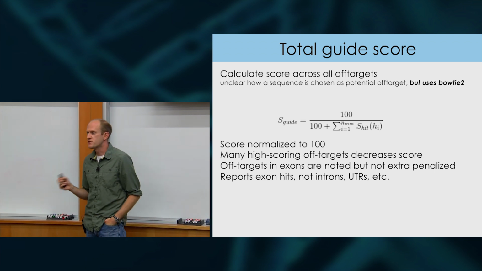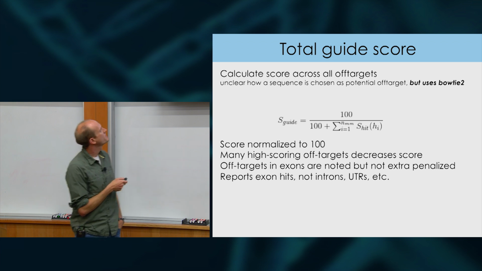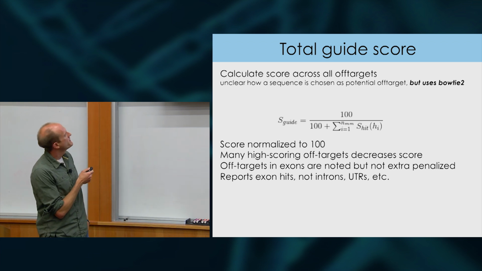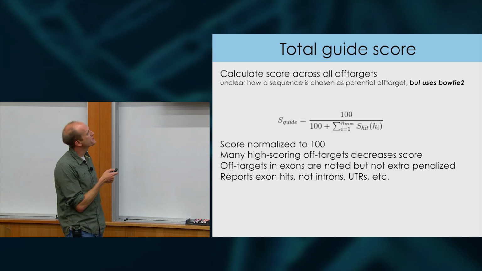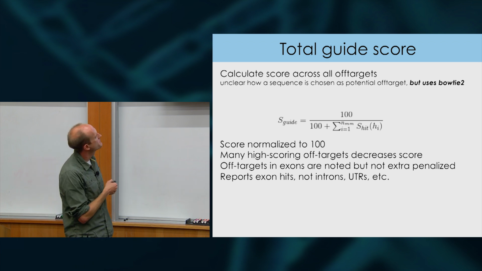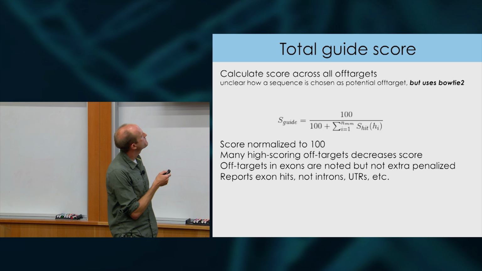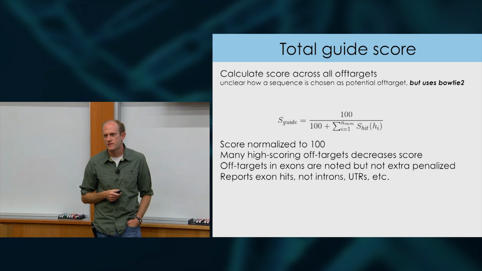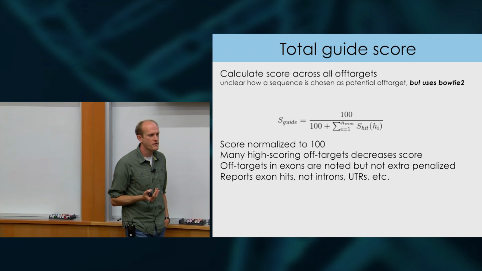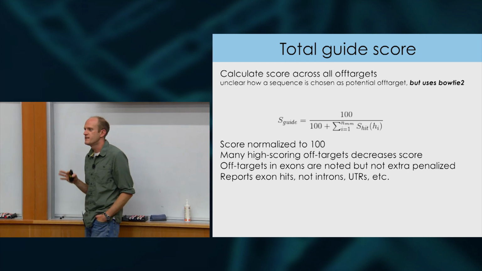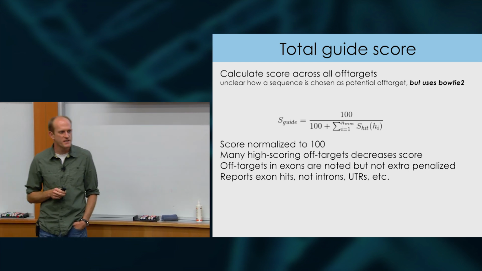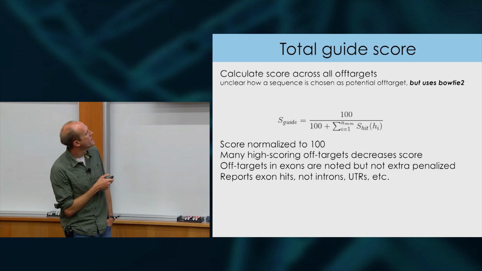But obviously, there are all sorts of other sites that you might find. So what we need to do is an aggregate score for that guide across all possible sites. So you score it across all the off targets. How a sequence is chosen hasn't been documented, so it's closed source. We don't know how it's finding stuff. But it has become clear recently that it's using bowtie 2. And I point that out for a reason, and we'll get back to that in a second.